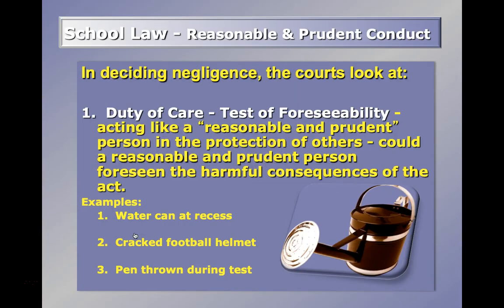And so in deciding what a reasonable, prudent person would do, they look at several things. And so let's look at those several things. Was there a duty of care? And with that duty of care, was there a test of foreseeability? That is, did they act like a reasonable and prudent person to protect those students? Could a reasonable, prudent person foresee the harmful consequences of the act?